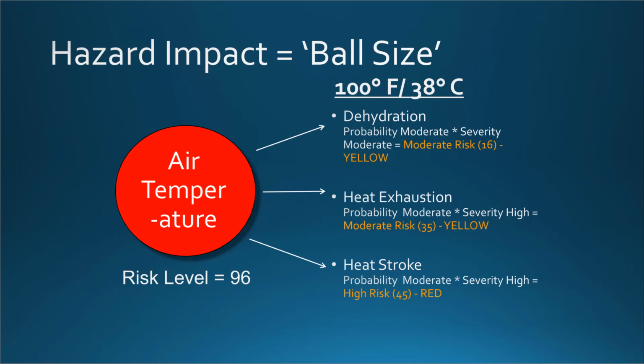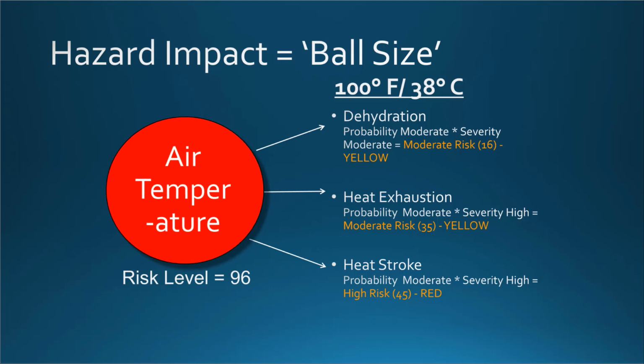And finally, heat stroke: the probability is moderate, but our severity is quite high. So now we're at a high risk, because all these three things could happen. The overall risk or weight of that air temperature ball is a combination of 16 plus 35 plus 45, for 96. When we think about exercising and doing a sports camp or a clinic at 100 degrees Fahrenheit, this is a really big hazard ball.